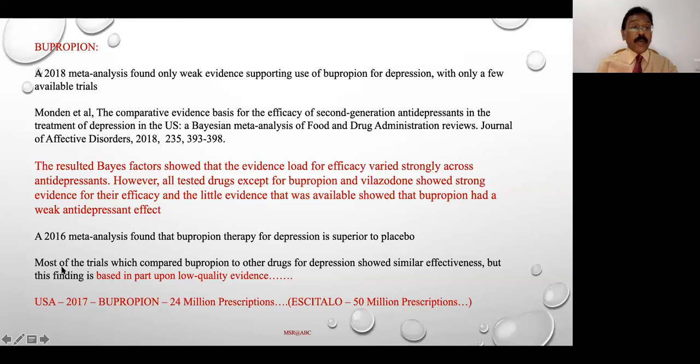Most of the trials which compared bupropion to other drugs for depression showed similar effectiveness, but this finding is based, in part, on low quality evidence. I agree. Some of you made a question straight away based on one paper, one meta-analysis. I'm not coming to conclusions. There is a question, I showed you this data. We have to give some importance to this also. And this is the most important thing. I was looking through the top 200 prescribed medications in the US. I got this data recently. In 2017, there were 50 million prescriptions for escitalopram, half that number for bupropion. And here, this meta-analysis says that bupropion is a very, very weak antidepressant.